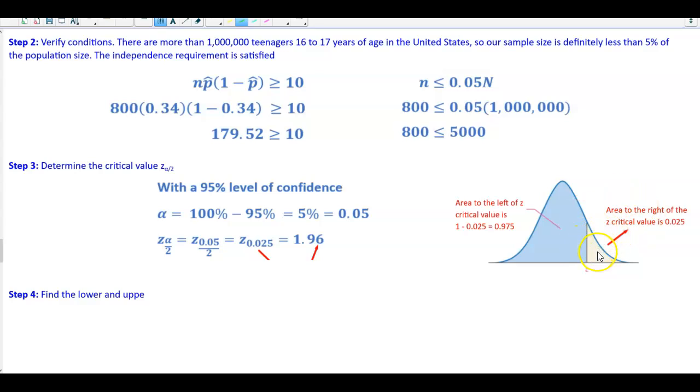So if we wanted to determine what is the critical value, then we would need to look at our table and find the area that's to the left of the z critical value. That means that we need to take 1 and subtract 0.025, which gives us 0.975. So we're going to use this area to find the critical z value. So let's open up our table.